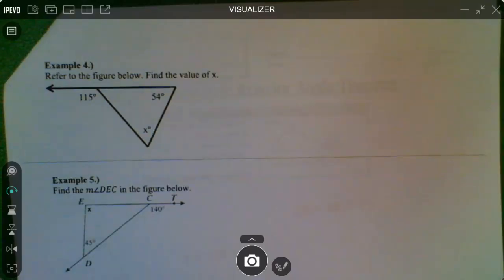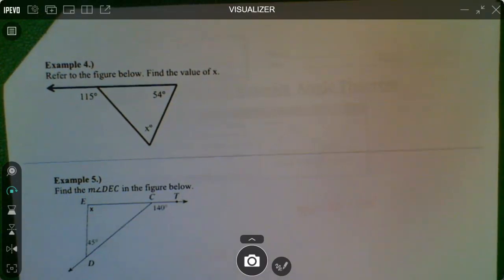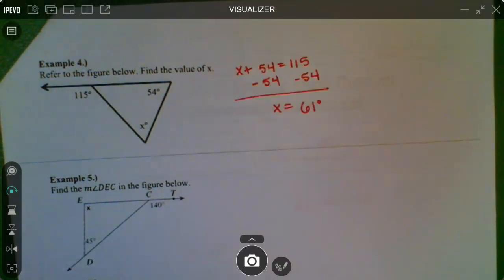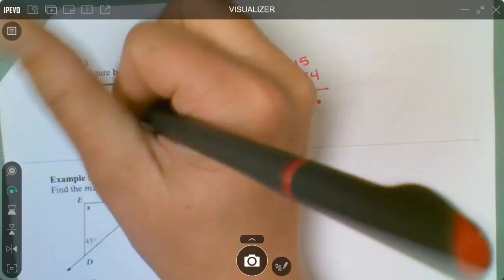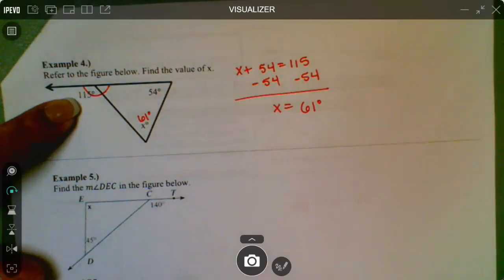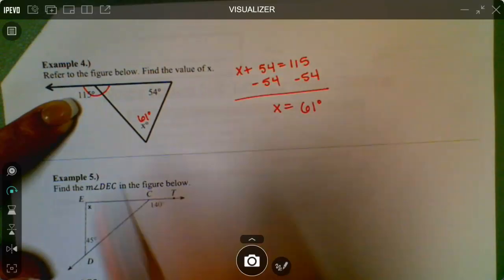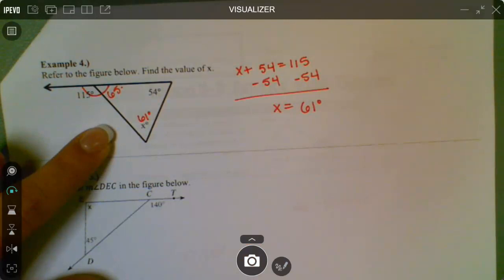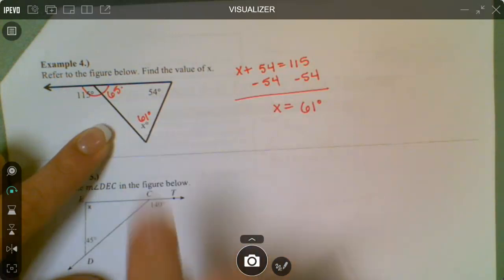On example 4, we're doing the same thing as the last problem. So go ahead and pause this video, work this out real quick, and then check your answer, which should have gotten you 61 degrees. Again, you can check your work. If this is 61 degrees, we know that this whole angle in the top left corner has to be 180, which would make this 65 degrees. And then add up all your angles, so 65 plus 61 plus 54 does give you 180, so you can always check your work.